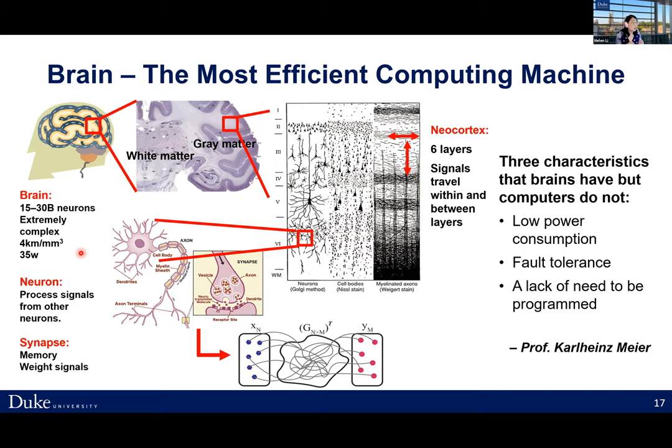It only consumes around 35 watts on average. Looking into the structures, the brain contains the gray matter for thinking and the white matter for signal transmission, okay? If we get into the gray matter, the neural cortex as we usually call it, it is the major part for thinking or data processing, right? It contains six layers, and the signal can transmit within the layers and between the layers.